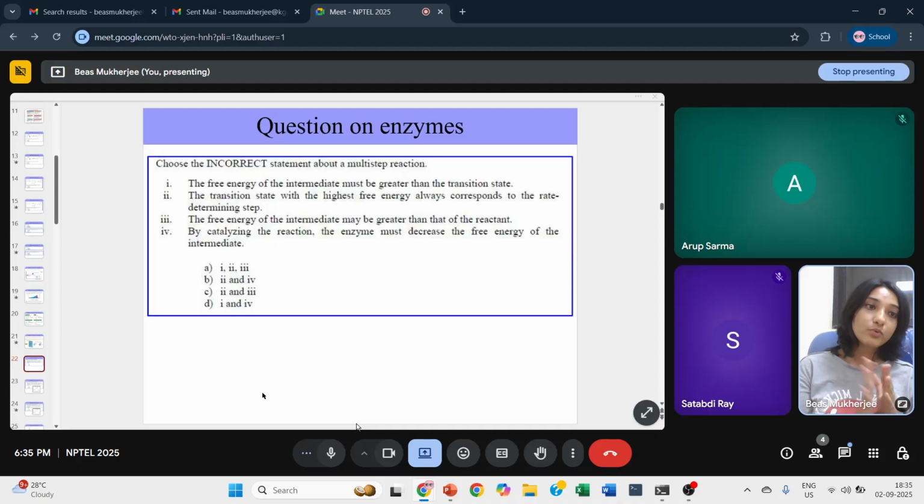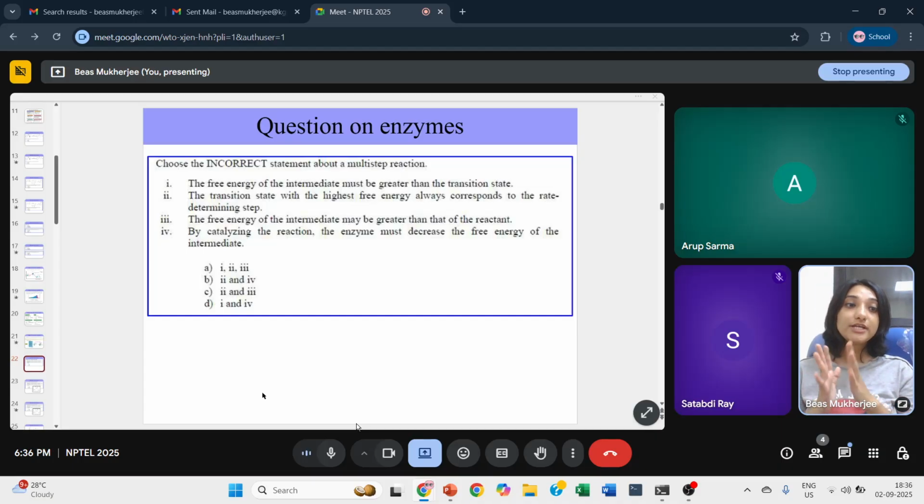Now we come to a question. They are asking you to choose the incorrect statement. The first statement says that the free energy of the intermediate must be greater than that of the transition state. And then, the transition state with the highest energy always corresponds to the rate determining step. The free energy of the intermediate may be greater than that of the reactant. By catalyzing the reaction, the enzyme must decrease the free energy of the intermediate.